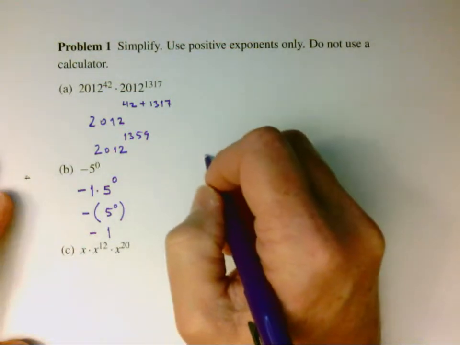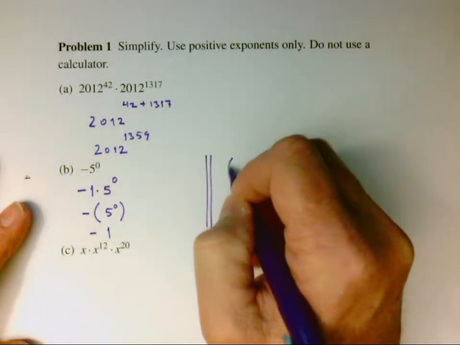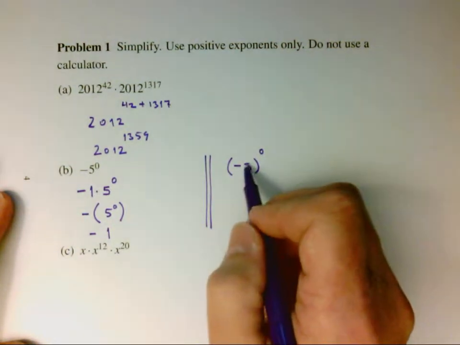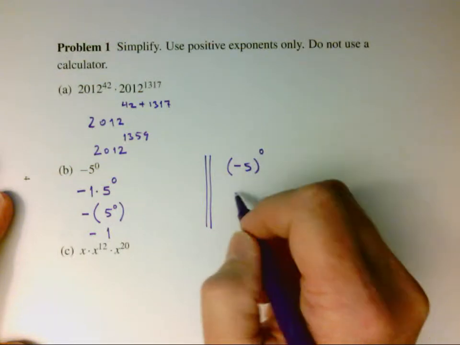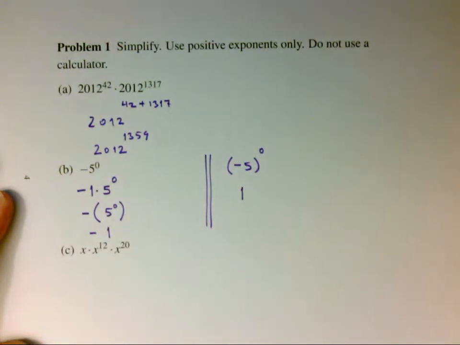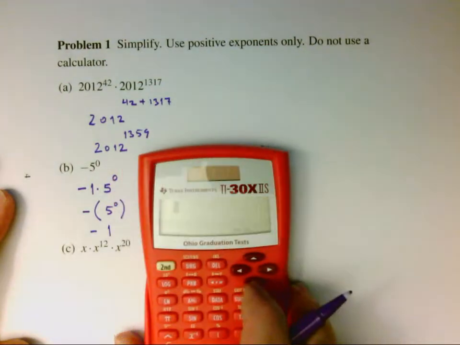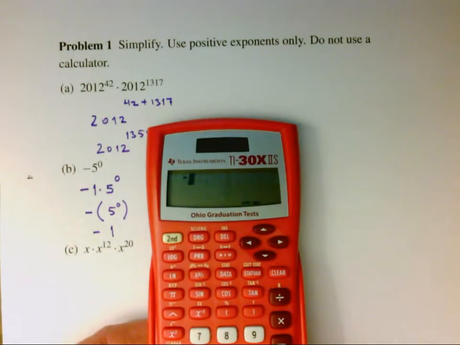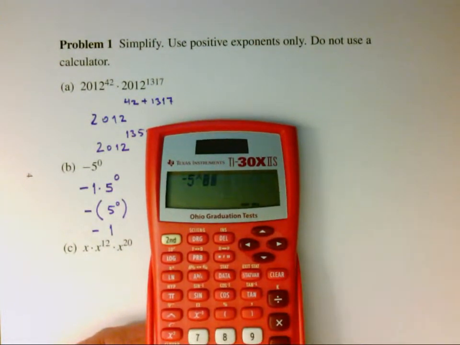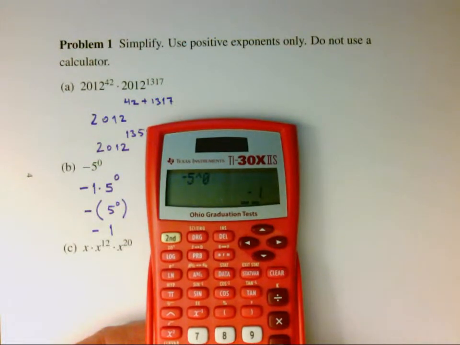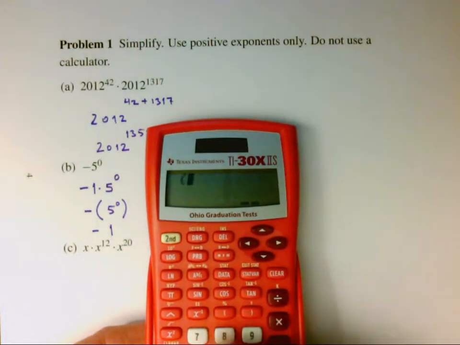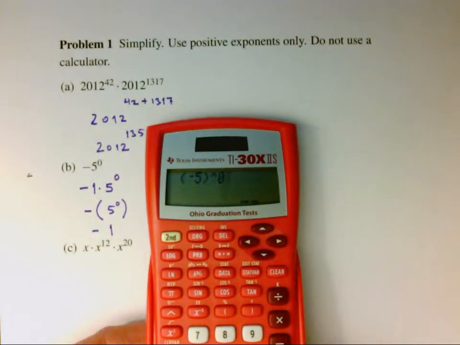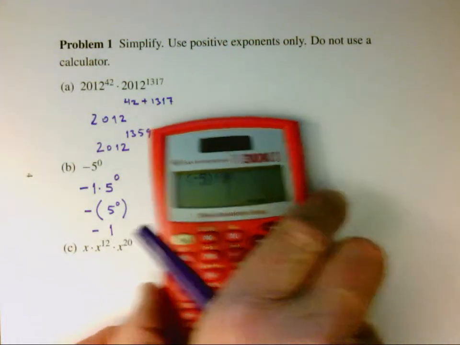In contrast, if we had this problem, negative 5 all to the 0, well, any number except 0 to the 0 power is 1. Now I'm going to confirm that with the calculator. If I say negative 5 to the 0, I get a negative 1. If I put it in parentheses, negative 5 to the 0, then the exponent acts first, and you get a positive 1.